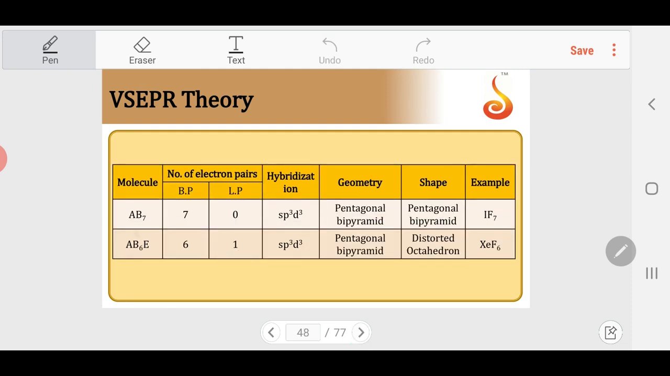VSEPR theory. AB7, 7 bond pair, 0 lone pair, sp3d3, and 6 and 1 is also sp3d3. In both cases the geometry is pentagonal bipyramid. The shape is pentagonal bipyramid if there are no lone pairs, or distorted octahedron if there is one lone pair. Examples are IF7 and XeF6.